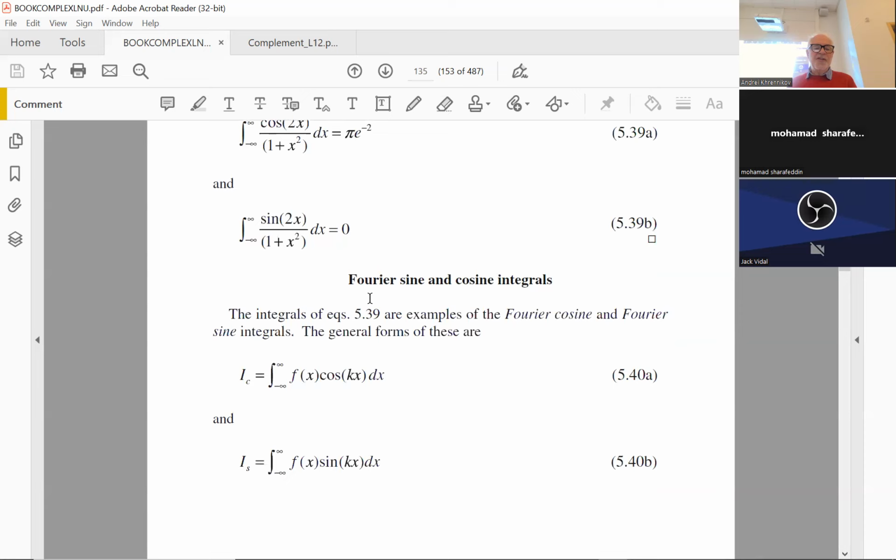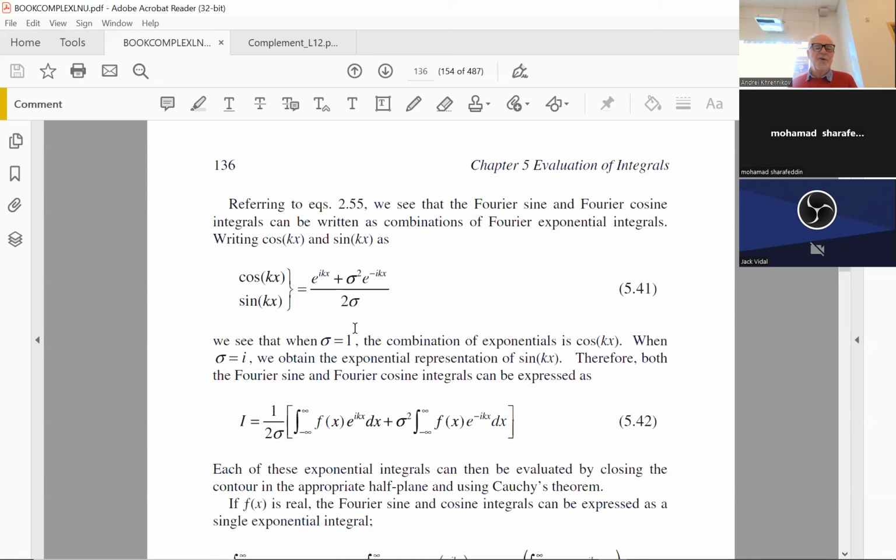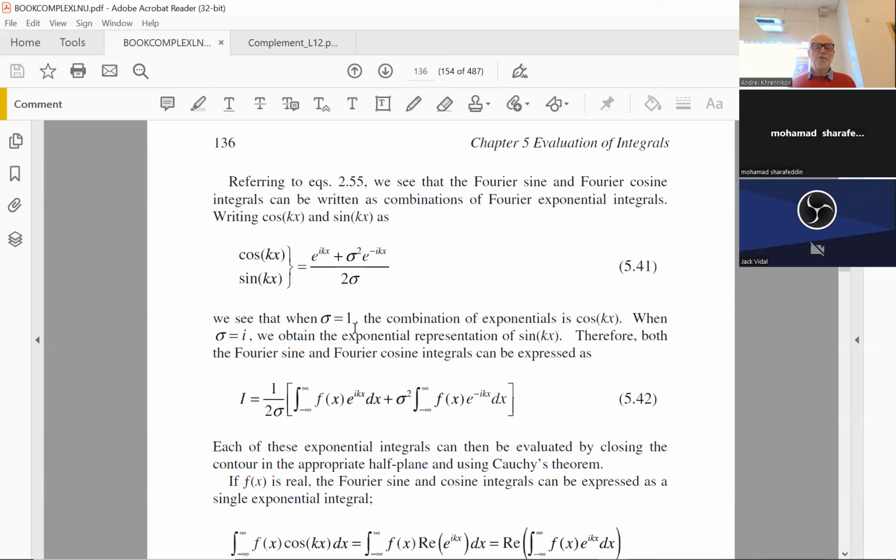Fourier sine and cosine integrals will also be in the second part of the course, the so-called cosine transform and sine transform. So they do this representation. This is the Euler formula. Maybe it would be better to consider just cosine. They try to unify cosine and sine in one formula. If sigma is 1, it is cosine.